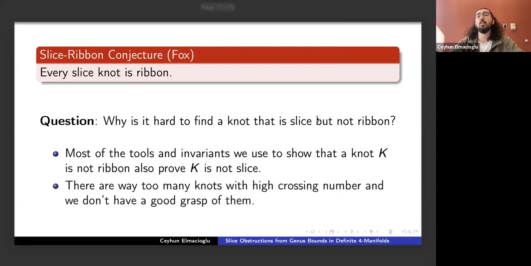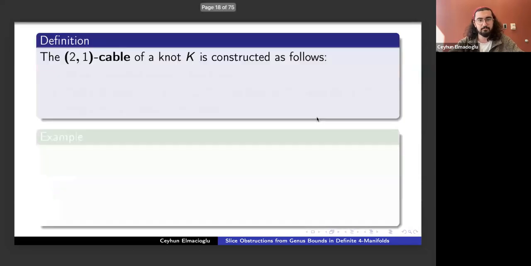And secondly, there are way too many knots. We have a good understanding of knots up to 12 crossings, but after that there are thousands of knots, and there's no reasonable way of approaching and trying to check every knot, whether it's slice or not, ribbon or not, and seeing if we can find a knot which is slice but not ribbon.